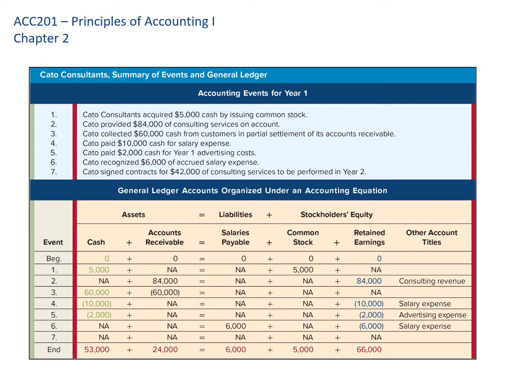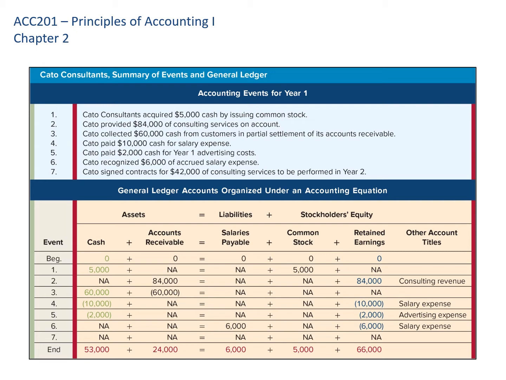And then we recognize $6,000 for accrued salary expense. So that means people worked for us and we owe them money and we need to recognize an expense, but we haven't written a check for payroll yet. So in that case, I increase salaries payable, a special kind of liability account just for pay for workers. I increase that liability and I reduce retained earnings because I'm recognizing that expense.